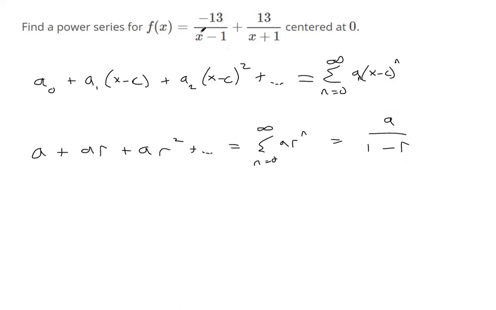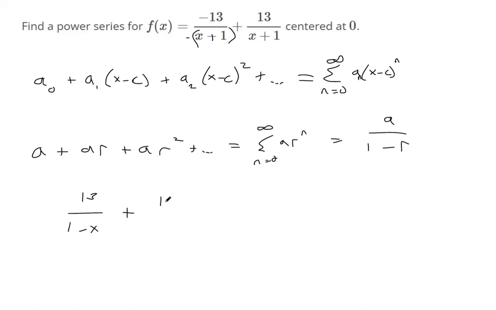Up here, if I factor out a negative 1 from the numerator, that will give me the signs I want. So we've got 13 over 1 minus x, and then over here x plus 1. We can rewrite that as a negative x, because that means a positive x. And so that allows us to rewrite it as 1 minus something as well. So this is 1 minus negative x. Now that it's in this geometric form, we can rewrite it as the sum of an infinite amount of terms in a geometric series.